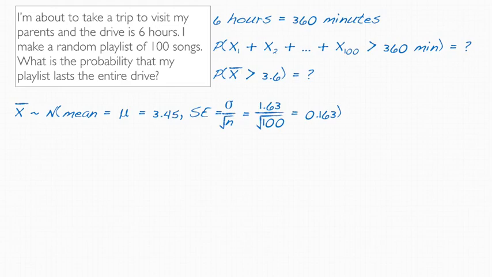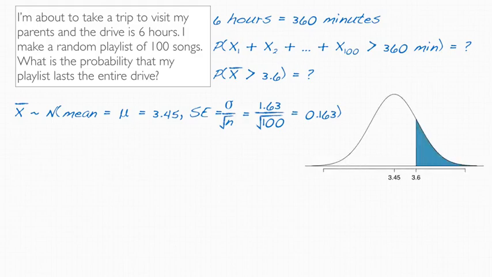Now, we have a random variable, x bar, our sample mean. We know its distribution, it's normal. We know its mean, the center, 3.45, and we know something about its variability. The standard error, which is basically the standard deviation of x bars, is 0.163. And we're interested in some probability. This combination of events, a normal distribution, I know its parameters, I'm looking for a probability, should prompt that we should first draw a curve before we proceed.